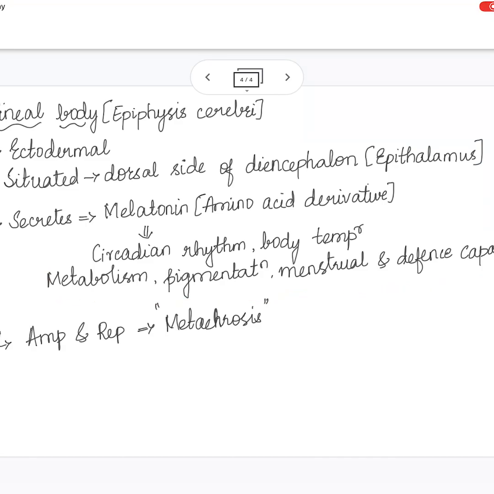Coming to the final point, in the case of amphibians and reptiles, this hormone is related to a mechanism called metachrosis. That means change in the color. So it acts like a defense mechanism, as we already just mentioned, a change in the color of the body for defense capability. So these are certain important points about the thymus gland and pineal body. Do remember epiphysis cerebri, ectodermal, where is it located, what does it secrete? If you have understood each and every point, it's well and good, and all the important points are mentioned in this whole video. Do make a note of it.